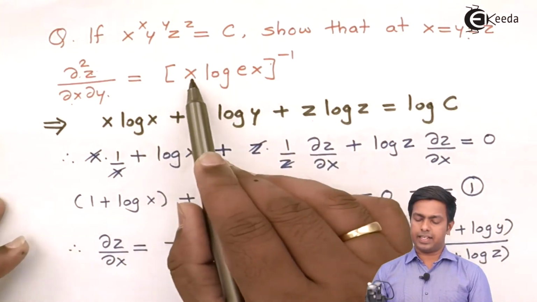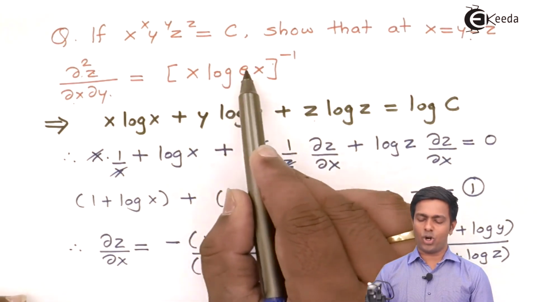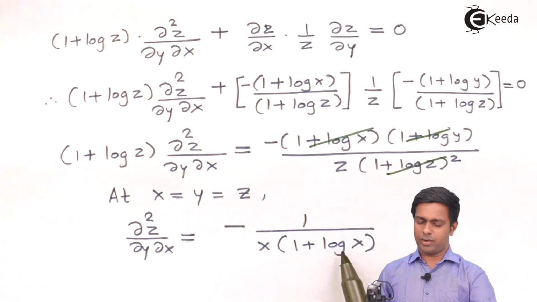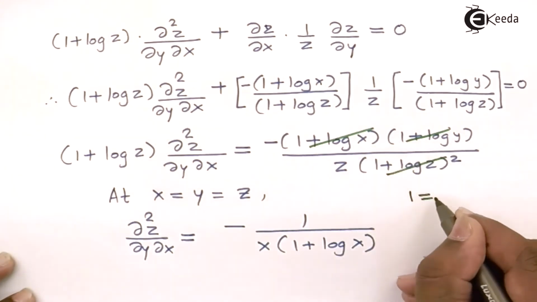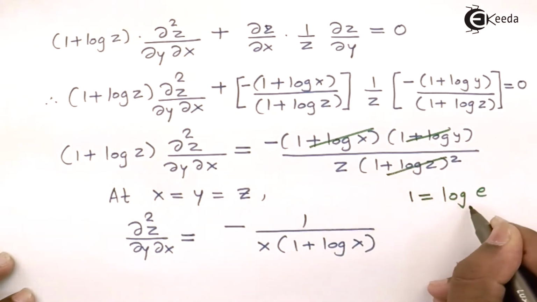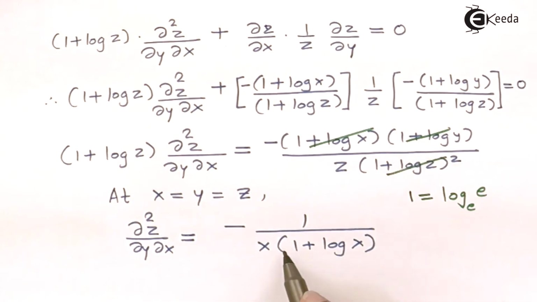Now here we got the value of del square z by del y del x, but if you observe, the answer is x into log ex. Now guys, the question is how to create this log ex. Here we already have a term log x. So what I'll do is replace this 1 by log e to the base e, because we know the formula that log of a to the base a is 1. Similarly, log of e to the base e is 1. So here we can say it is log e to the base e, and this is log x to the base e. So log e plus log x will become log ex by the property of log a plus log b equal to log a into b.